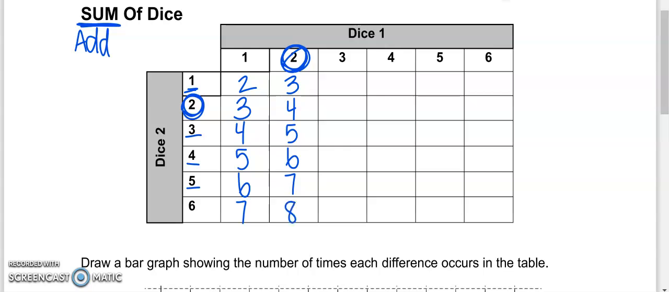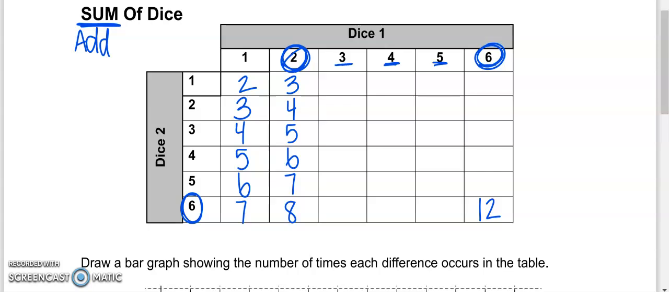And we could continue this throughout the entire table, going all the way over whenever we roll a 3 on the first dice, a 4, a 5, or a 6. So we could get all the way to the end, rolling a 6 on one dice and a 6 on a second dice, 6 plus 6 giving us 12. So that's how the sum would look.